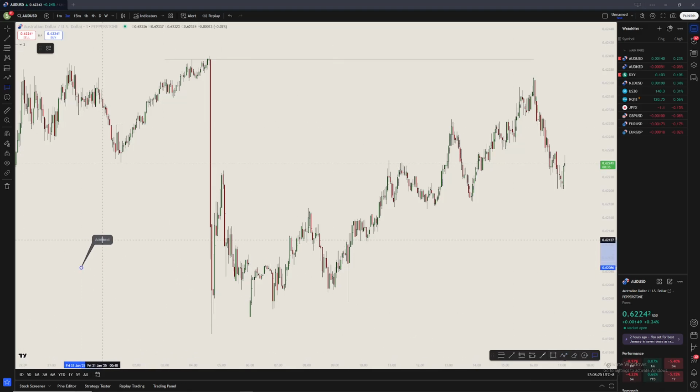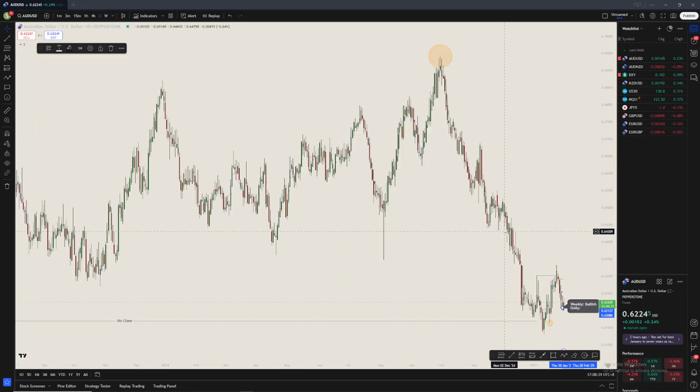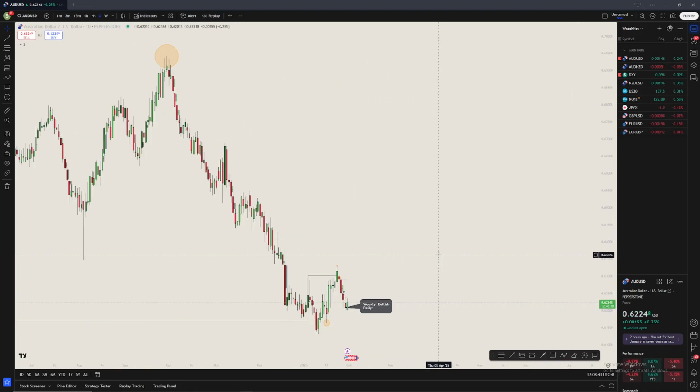Let me draw a text. Weekly, we have a no close, so our bias is bullish. Our daily, what's our daily saying? Our daily, we can look to close... No, we're looking to close below. But currently, we have a sort of an internal shift.